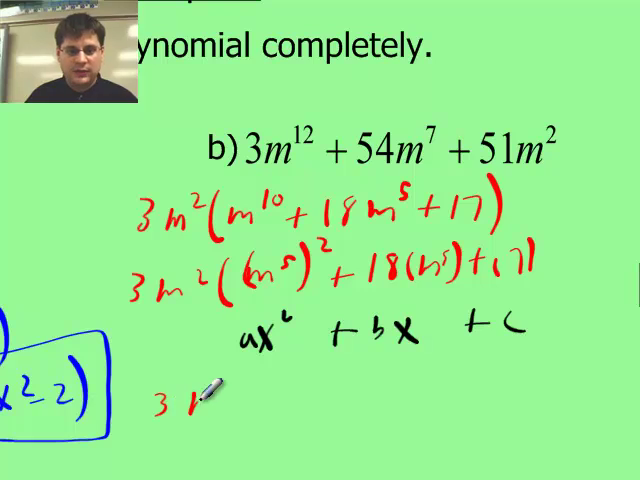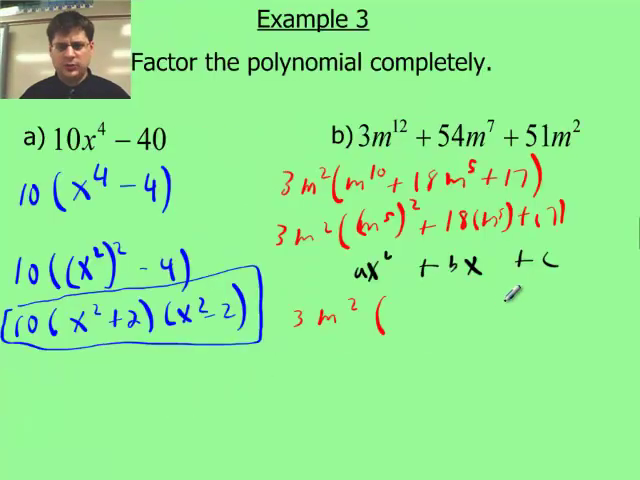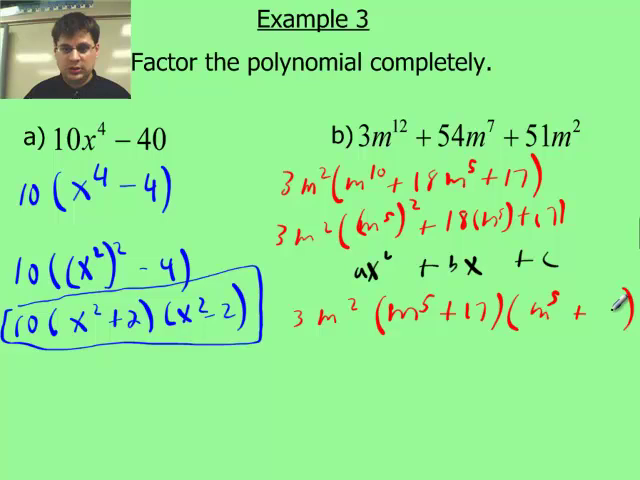So I have 3m squared, and then I'm going to factor this quadratic formed polynomial. Since I have m to the 5th squared and no coefficient, I'm going to write m to the 5th here times m to the 5th, just like if we had an x squared, we'd have an x and an x. And then I ask myself, what are multiples of 17 that add up to 18? Well, that's going to be pretty easy. It's going to be plus 17 and plus 1. And that's as far as I can go with that. So that is completely factored.